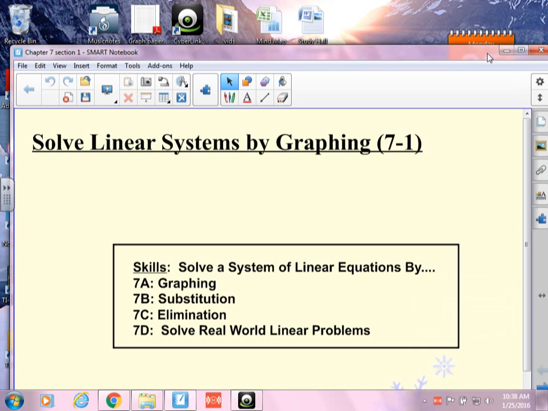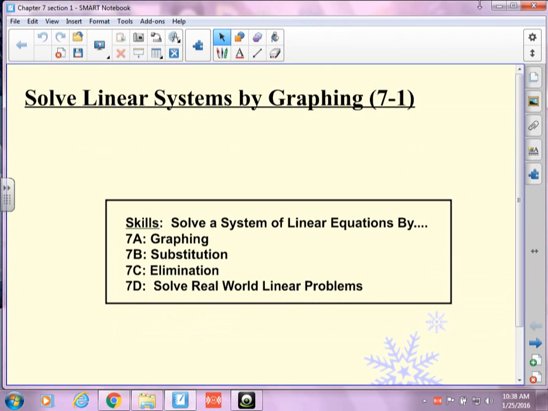Today what we're going to do is start semester 2. We're going to be using a lot of the skills that we learned in chapter 6. And we're going to start off with graphing first of all. So we've done graphing. That's not new. What is new is what we're doing with the graphing. And then 7B, you'll notice, is substitution, and then elimination, and then solve real-world linear problems.